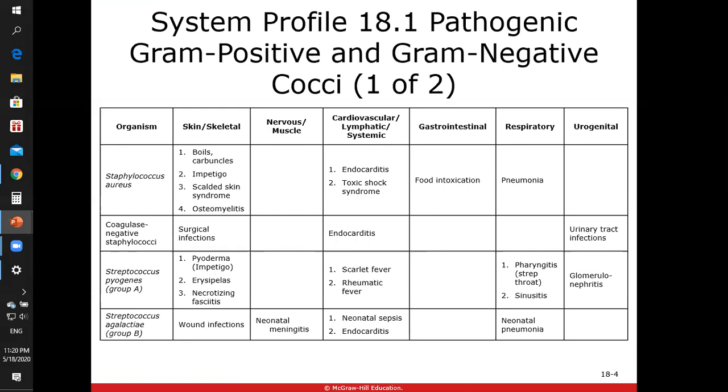And then we have coagulase negative staphylococci. You can get these in surgical infections. You can also get endocarditis. It can cause urinary tract infections.